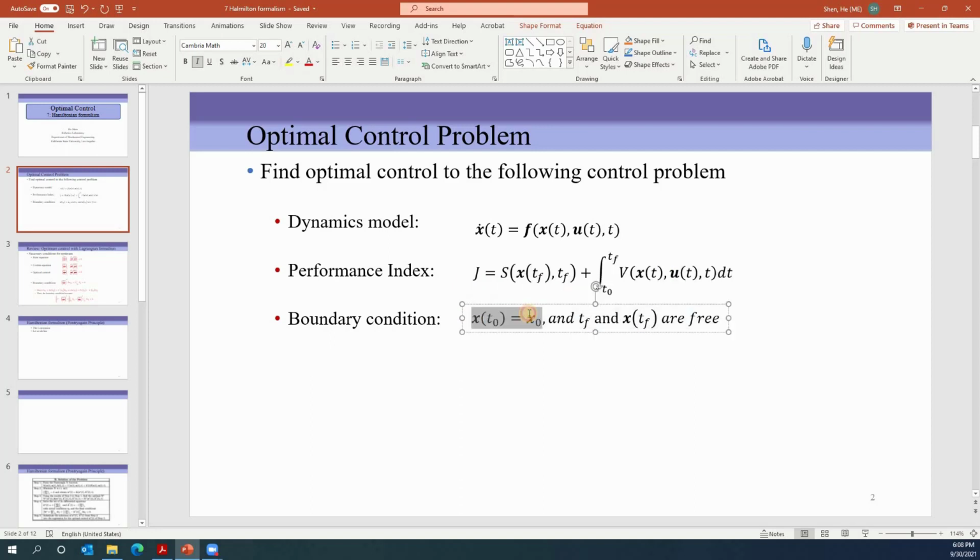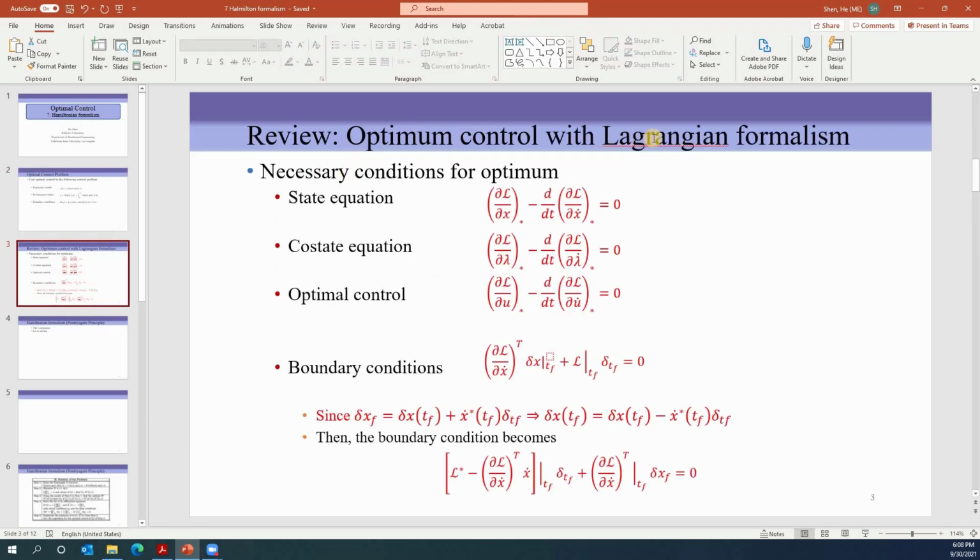The boundary conditions, we started from the fixed boundary condition. x(t0) is equal to x0 and x(tf) is equal to xf. So that is something we started with. And later on we expanded to a broader range of problems, allowing tf and x(tf) to be free. And we also got some conclusions which are summarized in these few equations.